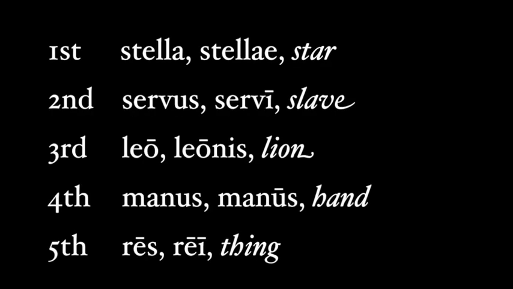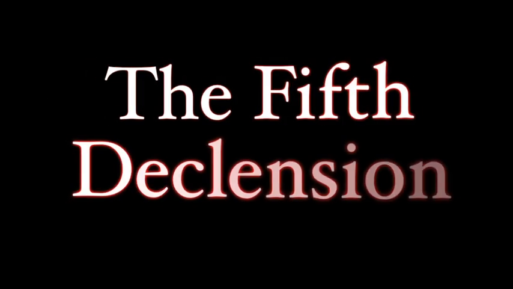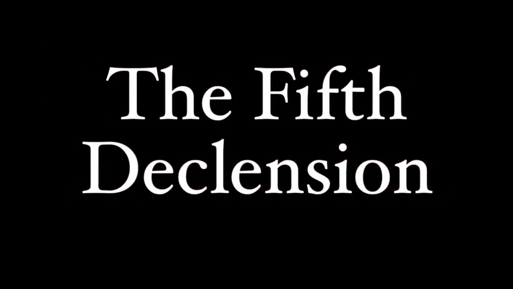Latin nouns are divided into 5 distinct groups called declensions based on how these nouns end and how these endings change according to their grammar. We group these nouns into declensions based on the ending of the genitive case. This video covers nouns of the fifth declension, the E declension, so called because this vowel is thematic.